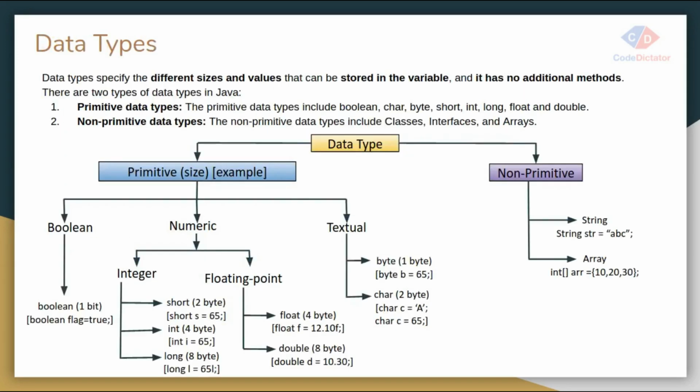Data types. In Java we have two types of data types. The first one is primitive data types, and the other one is object types, which we call non-primitive data types.